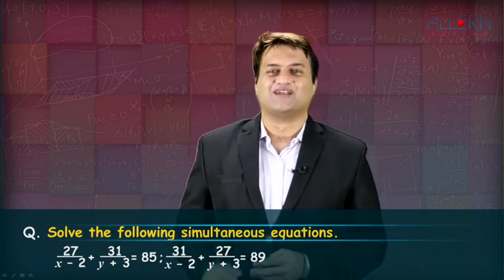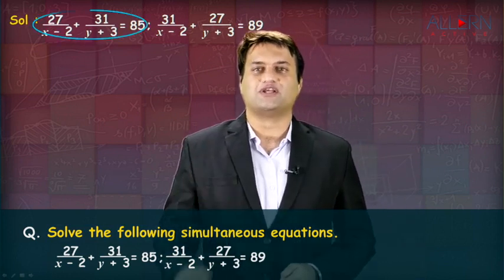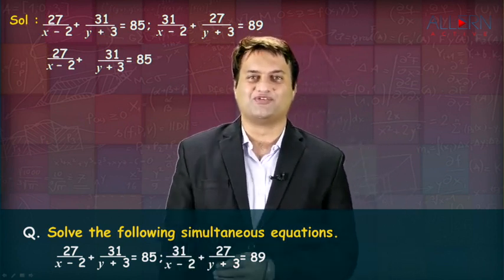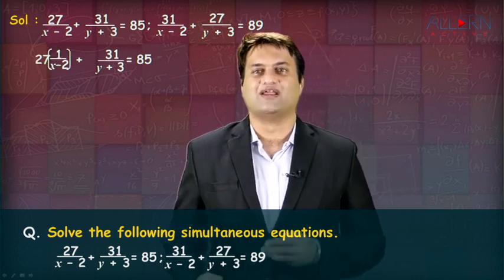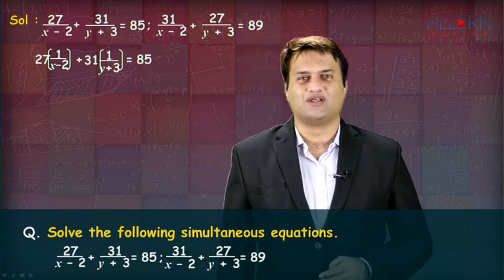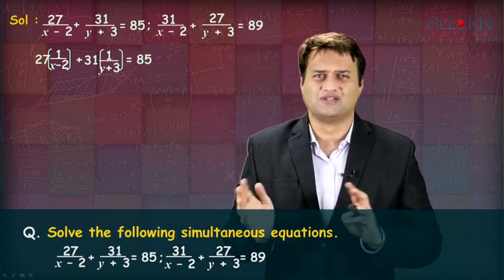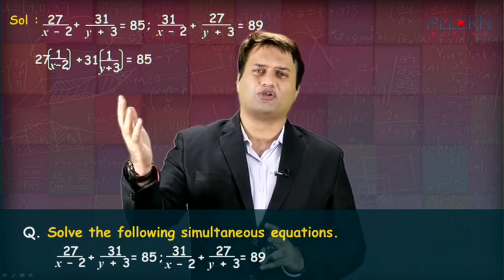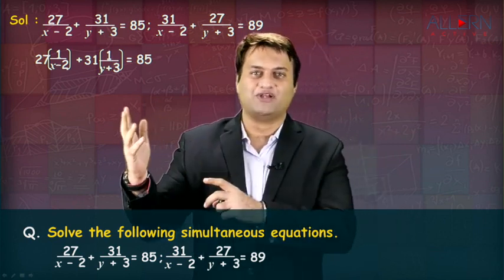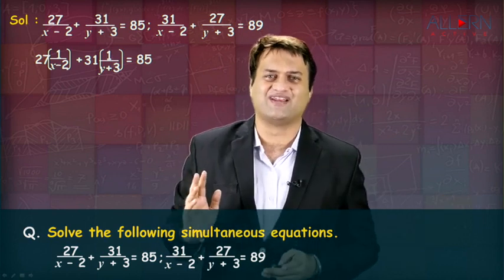Let's do it. The two equations are given to us. Let us go step by step. The first equation is 27 upon x minus 2 plus 31 upon y plus 3 is equal to 85. This can be written as 27 into 1 upon x minus 2 plus 31 into 1 upon y plus 3 is equal to 85. Now, this step of separating the number and the variable is not compulsory to be done in the exam. It is only for your better understanding of what is to be substituted, right? That is the only reason why we do it. Otherwise, from the presentation perspective, you need not do it. The choice is yours, right?